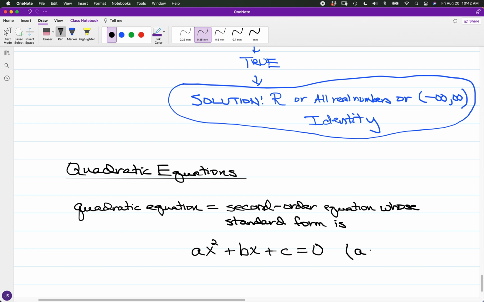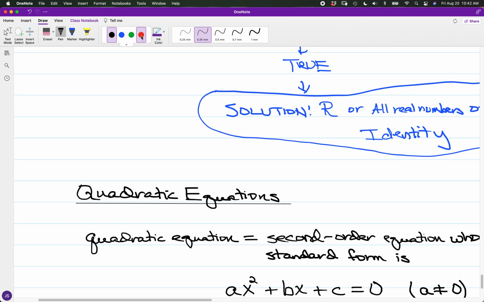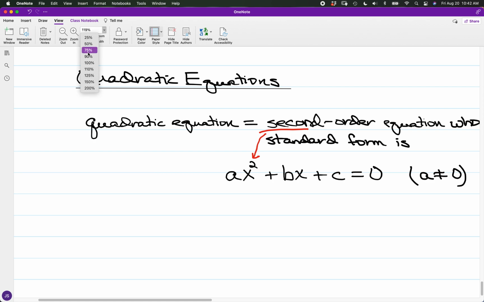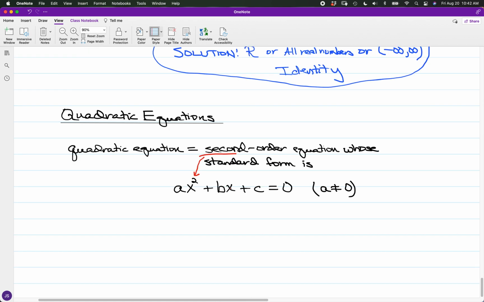And we have that a cannot be equal to 0. Again, with a second order equation, you're especially stressing the second order, so you're stressing the degree of the variable x. And if a happened to be 0, guess what? There would not be an x squared term, and this equation would no longer be second order.